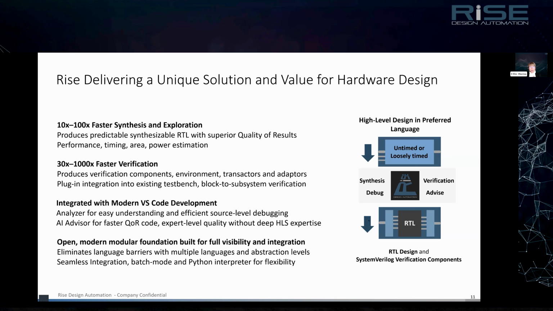30x to 1000x faster verification. I know that's a really big range with the verification components that plug and play into the test bench, block to system verification. A lot of that I'll talk a little bit more about, but it's about the level of abstraction that you decide to choose. The higher level of abstraction that you choose, the faster that it goes because you just remove events from your favorite simulator. Integrated in modern VS Code.